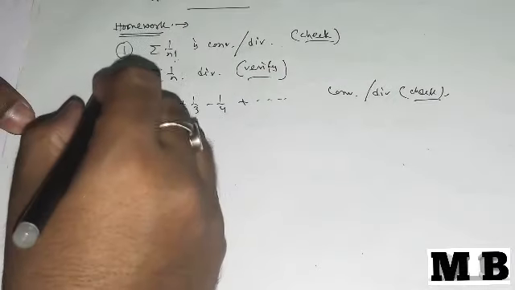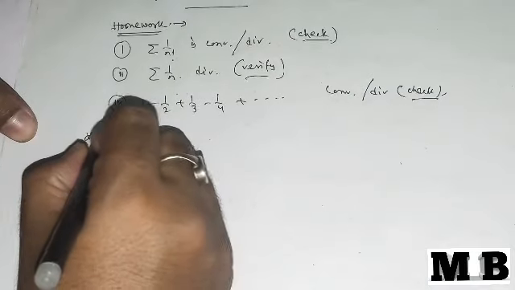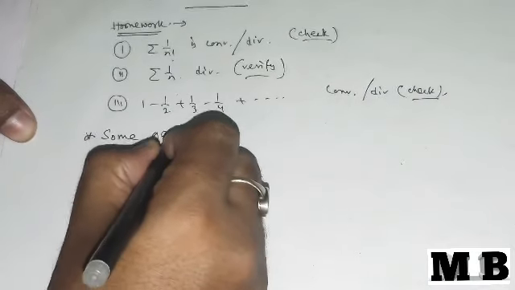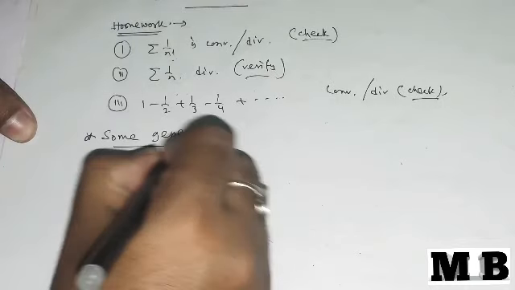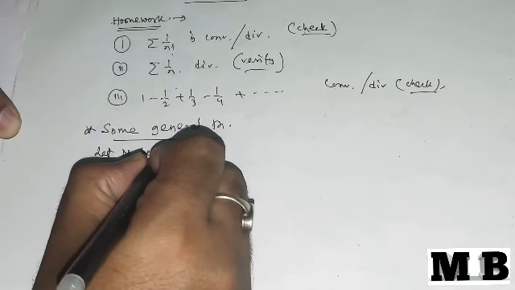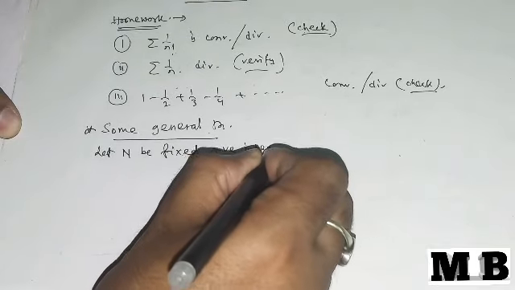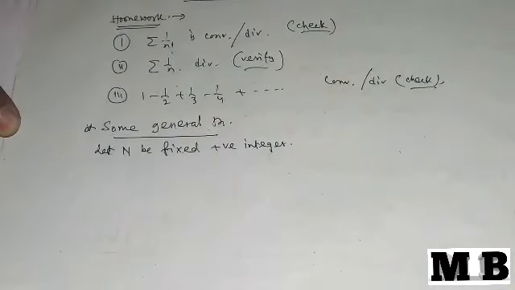Okay, fine. Up to that we have one part, that is up to Cauchy's principle. Now, with a basic understanding of some general theorems, we will be moving on to the tests regarding series of positive terms. So, some general theorems. Let n be a fixed positive integer.